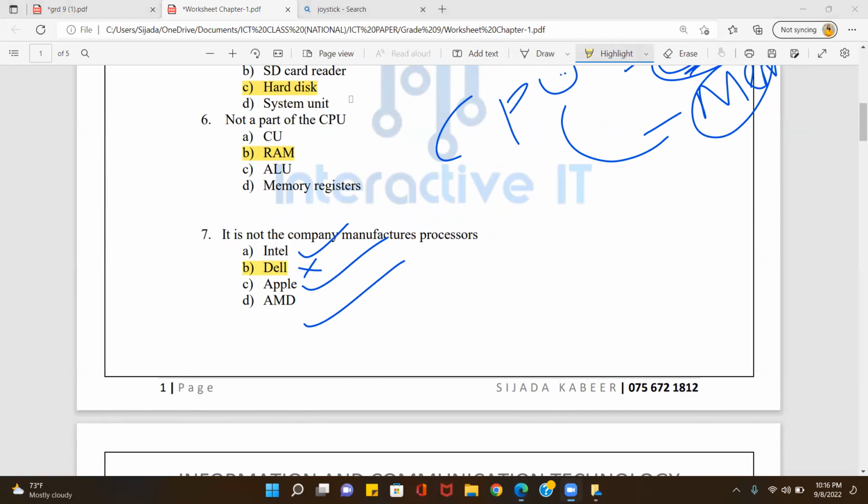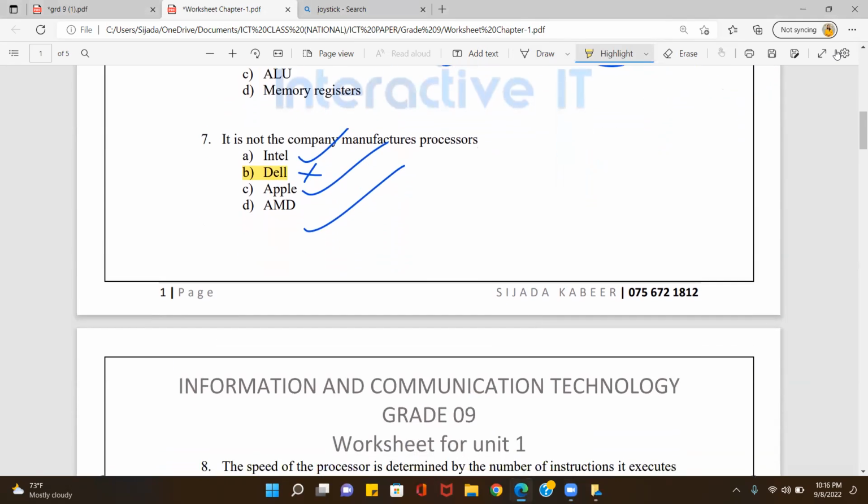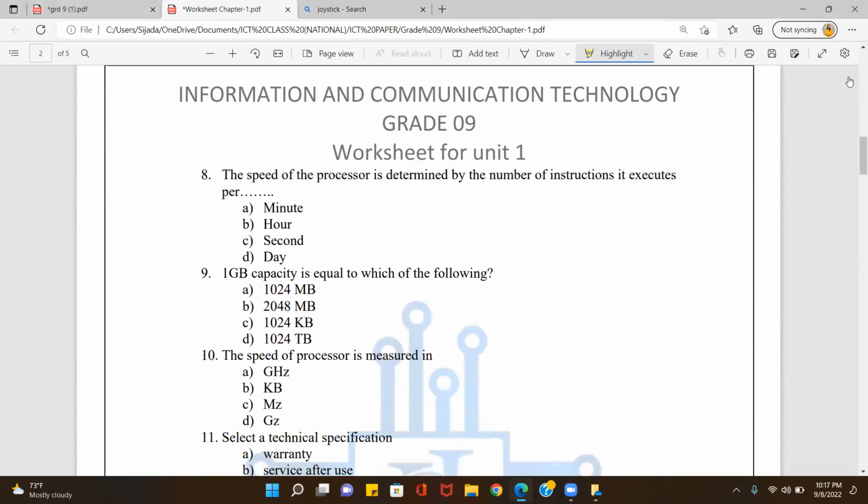Dell is a computer manufacturing company, not a processor manufacturing company. Intel is a processor manufacturer. Intel, Apple, AMD. Dell is a computer manufacturing company, not a processor manufacturing company.